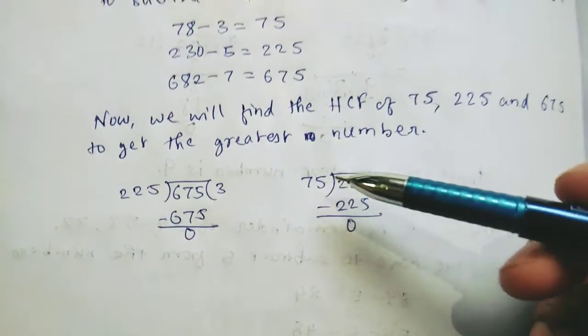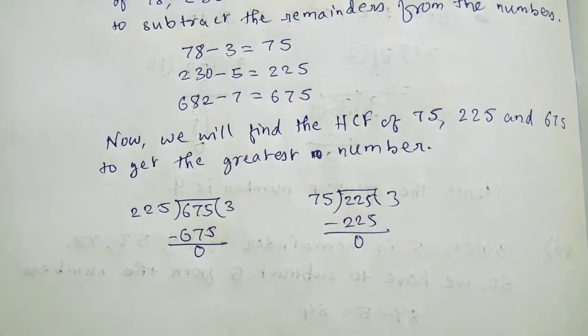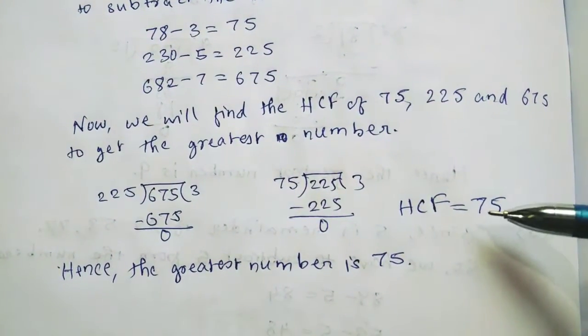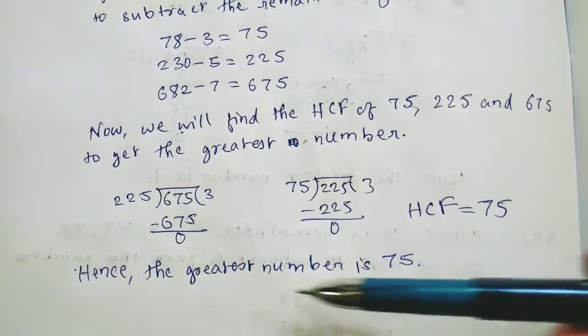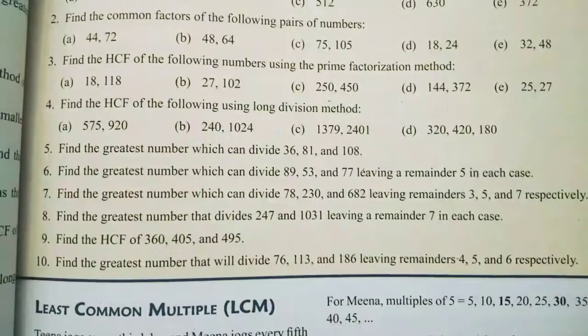You can see it is very short compared to the prime factorization method. So here HCF equals 75. At last you have to write, hence the greatest number is 75. So this is the solution of this question. Understood? In this way you can do all these questions.